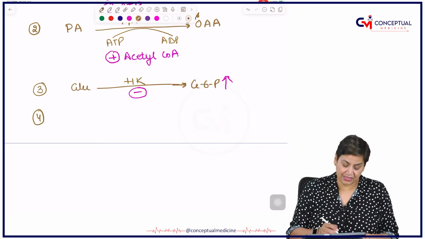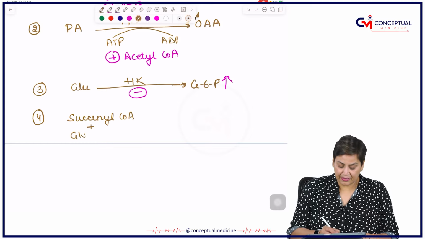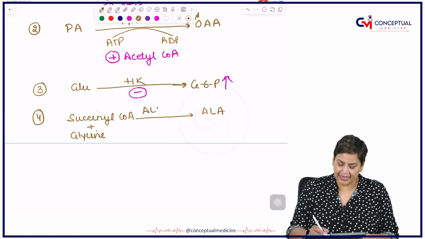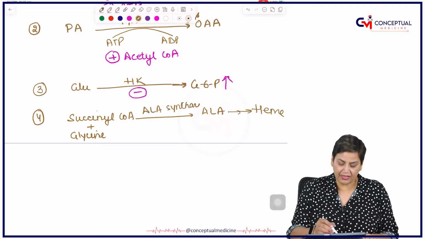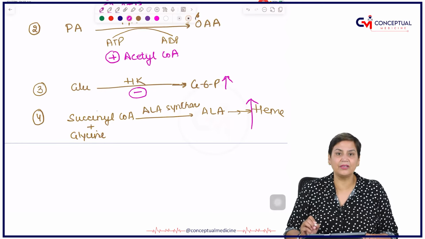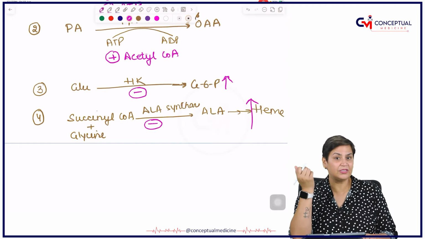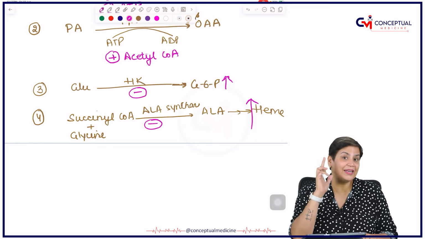Similarly, if we talk about heme synthesis, succinyl coenzyme A plus glycine catalyzes the synthesis of heme, or I would just write the main one, ALA, and the enzyme here is ALA synthase. And this ALA, by different reactions, forms heme. So whenever the concentration of heme increases, it can only give instructions to ALA synthase. Otherwise, if we look at heme synthesis, there are so many steps, but it can give instructions only to the rate limiting enzyme.